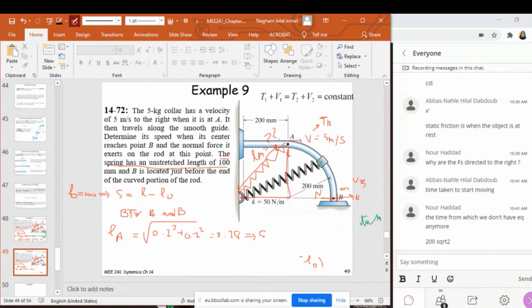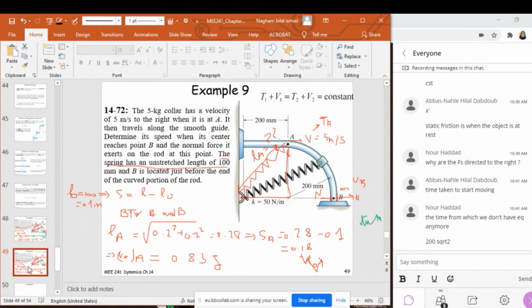And this means that SA, which is LA minus L0, will be equal to 0.28 minus L0, which is 100 millimeters. This means that it is 0.1 meters. So L0 is 0.1 meters, all right? Don't forget that it is given in millimeters. And this means, guys, that SA is equal to 0.18. All right? So now I can find V elastic at A. V elastic at A will be equal to 0.83 joules.